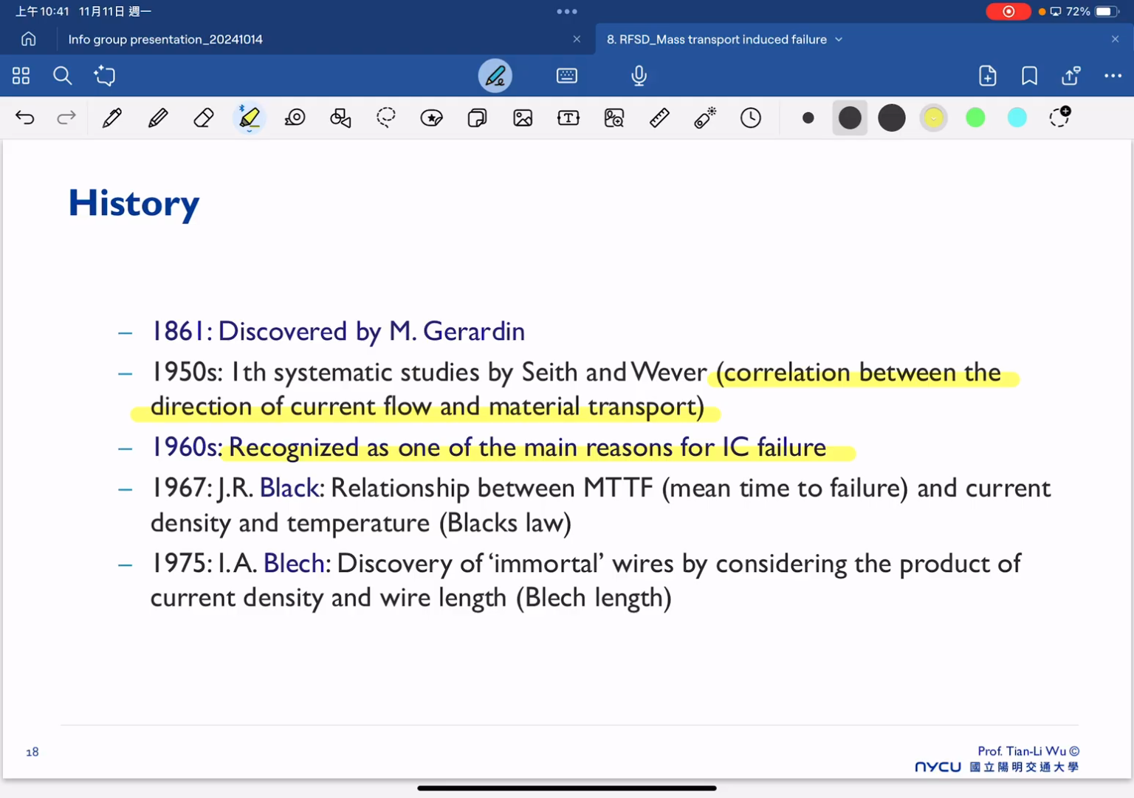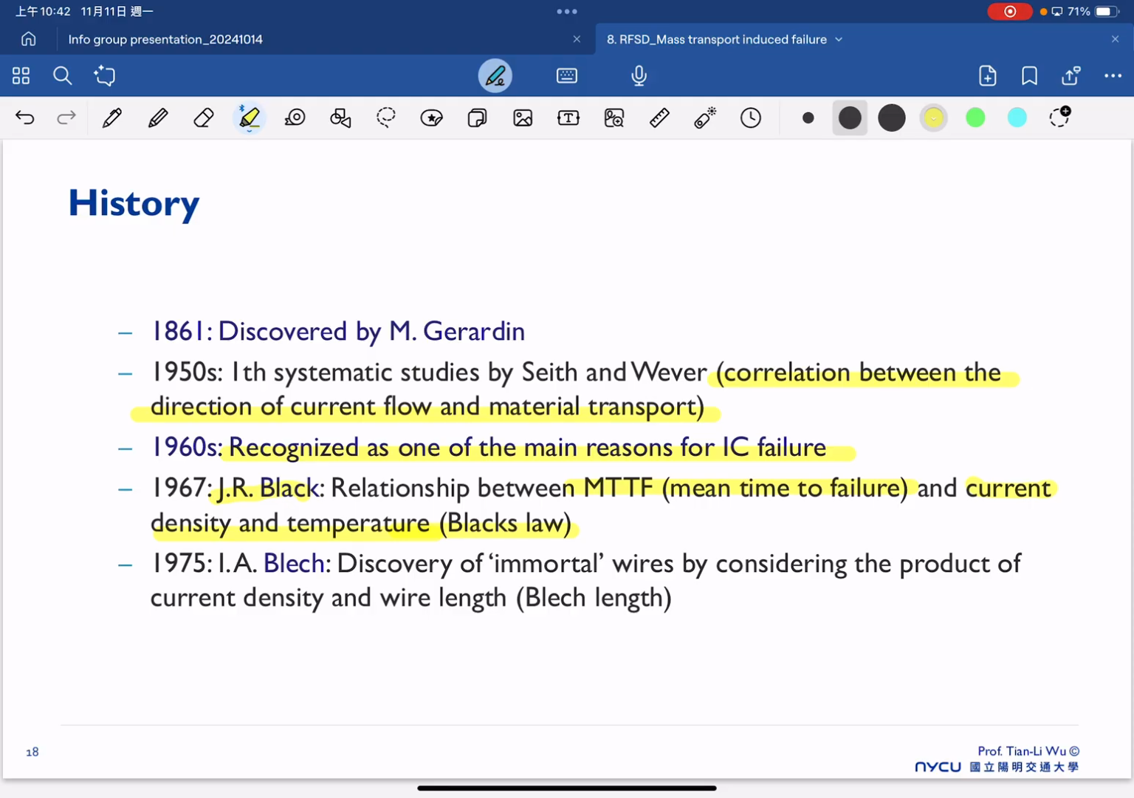And in 1967, there's a guy called J.R. Black. He proposed a certain relationship between the MTTF, that's the mean time to failure, and the current density and temperature. That's what we call Black's law. So far, Black's law is still quite true at this moment. We still use it very often to estimate the failure time versus our current and temperature.